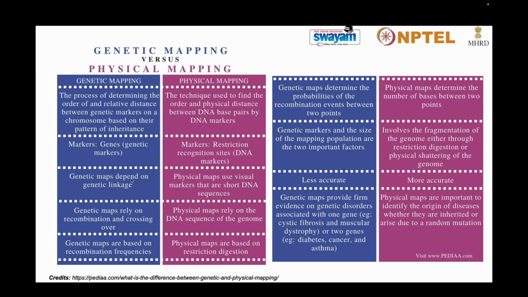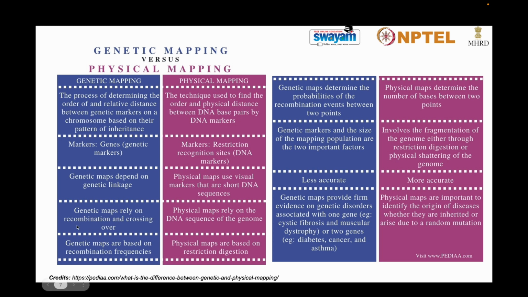Then in genetic mapping, these are the maps that depend on the genetic linkage, because as I've told you earlier, two genes that reside close to one another are meant to be linked and they are mostly inherited together. So to construct a genetic map, it depends on genetic linkage information, whereas in physical maps, you use visual markers that are short DNA sequences.